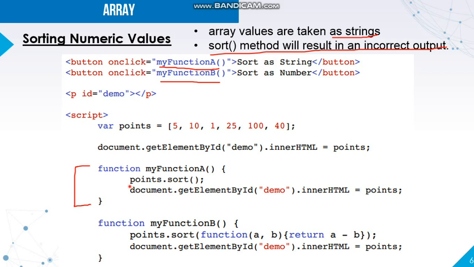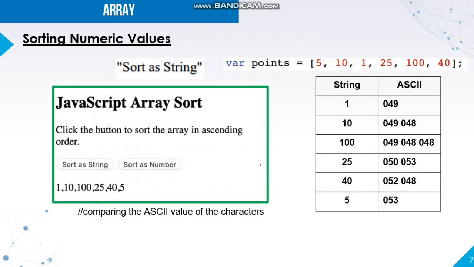Now we have points.sort, because points is the name of our variable for the different elements, and then we're going to print out points inside our demo. So if we're going to implement this using a button, if we're going to sort it out, this will be the result. So we have 1, 10, 100, 25, 40, and 5. So as you can see, it's not arranged in ascending order. It's because this is considered as a string.